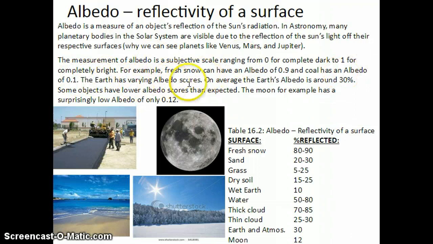Different locations have different abilities to reflect or absorb light. So on average, the Earth's albedo is around 30%. Some objects have lower albedo scores than expected. For example, our moon has a very low albedo score of 0.12, which would be 12% of the light is reflected.